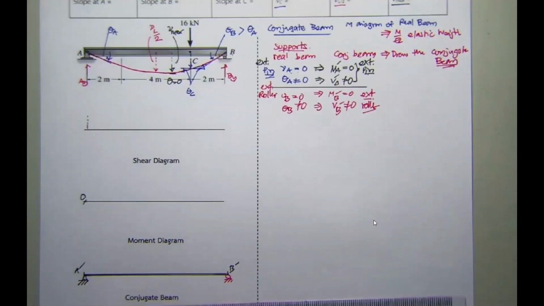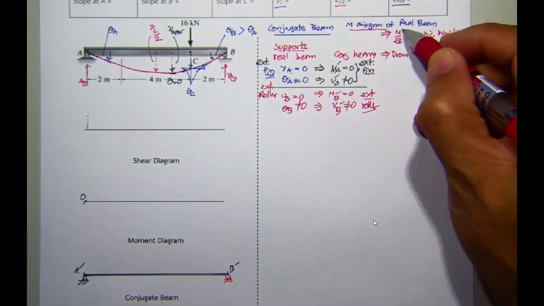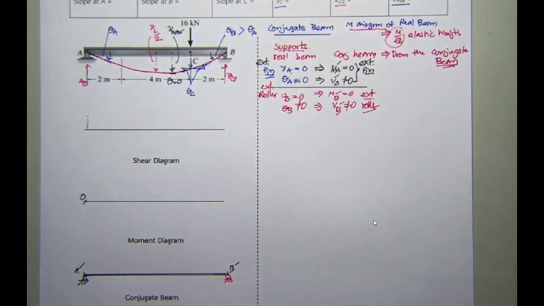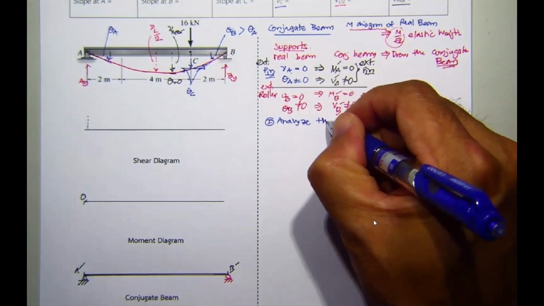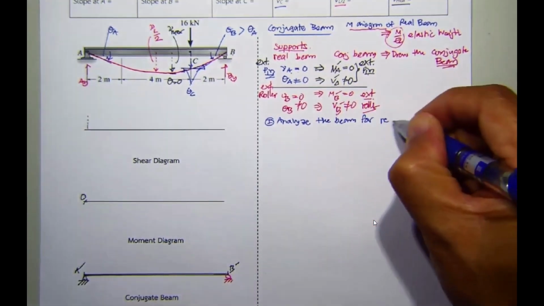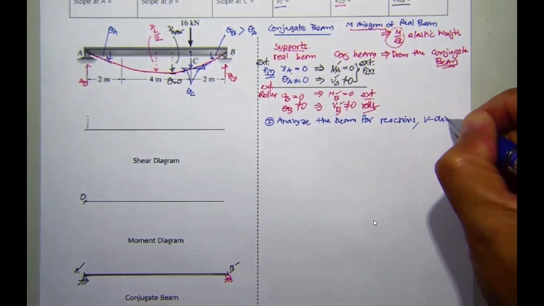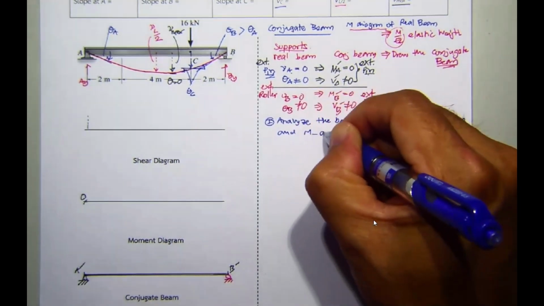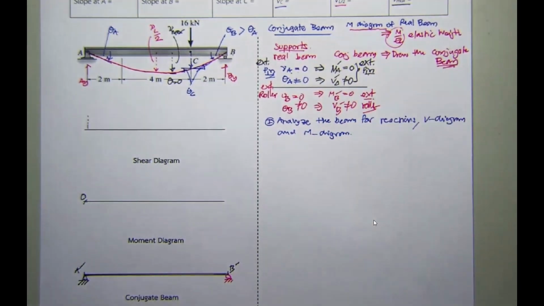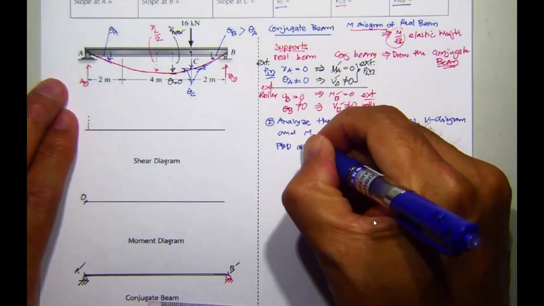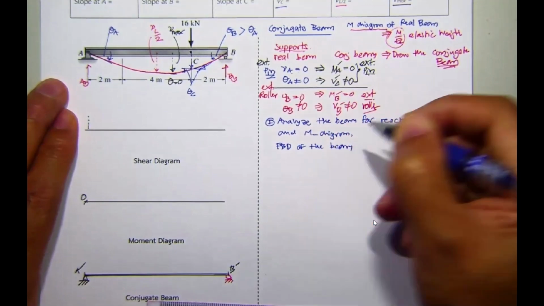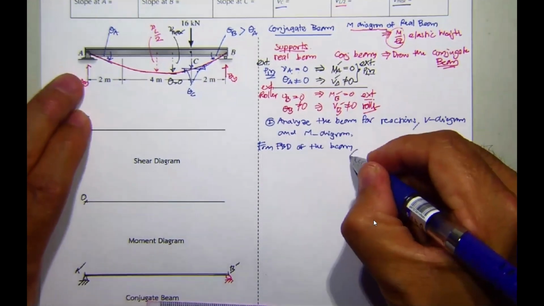Now, coming to the point, you have to draw the moment diagram and change it to the elastic weight acting on this beam. You may say, just analyze the beam for reaction, shear diagram, and moment diagram. If you like to combine the first, second, and third steps from our previous discussion, it's going to be the 3 steps from the previous slides. Based on this, draw the free body diagram of the beam. Taking the moment is up to you.